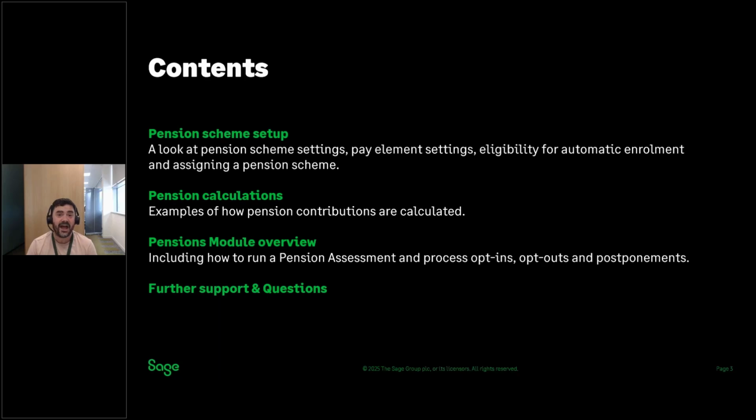Let's now take a look at what we'll cover in the webinar. So I'll start things off with a look at the pension scheme setup. We'll have a good look at the pension scheme settings, how to configure your pay elements. We'll talk about eligibility for auto-enrollment and manually assigning a pension scheme. I'm also going to work through a few worked examples of pension calculations, linking those back to the settings that we've shown you in the pension scheme setup.